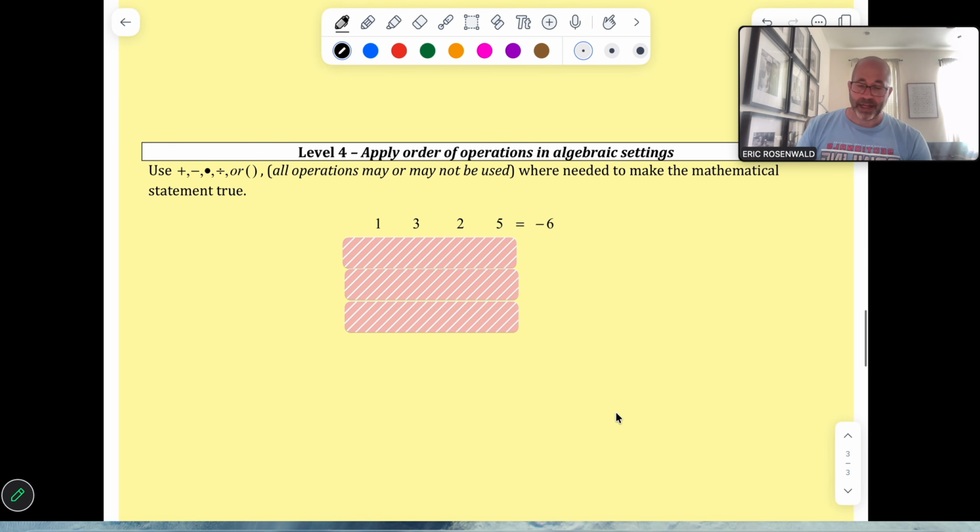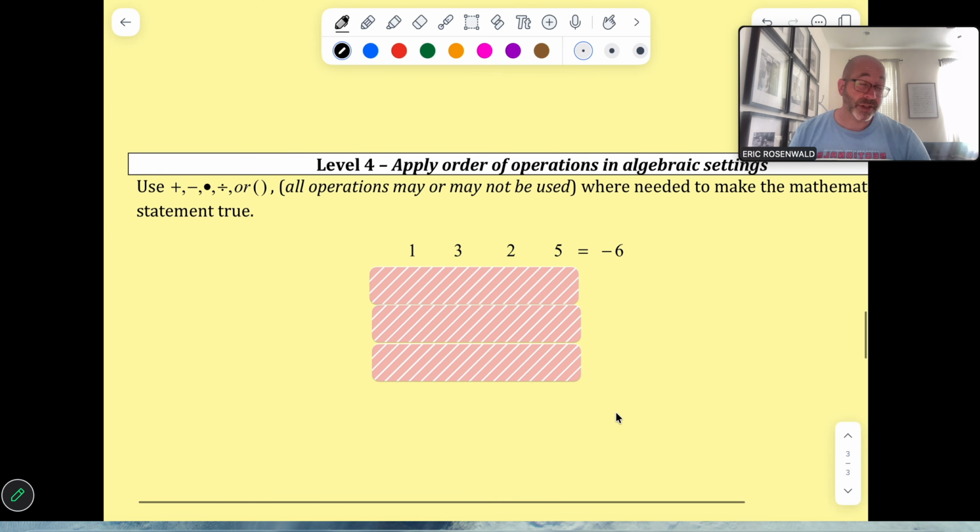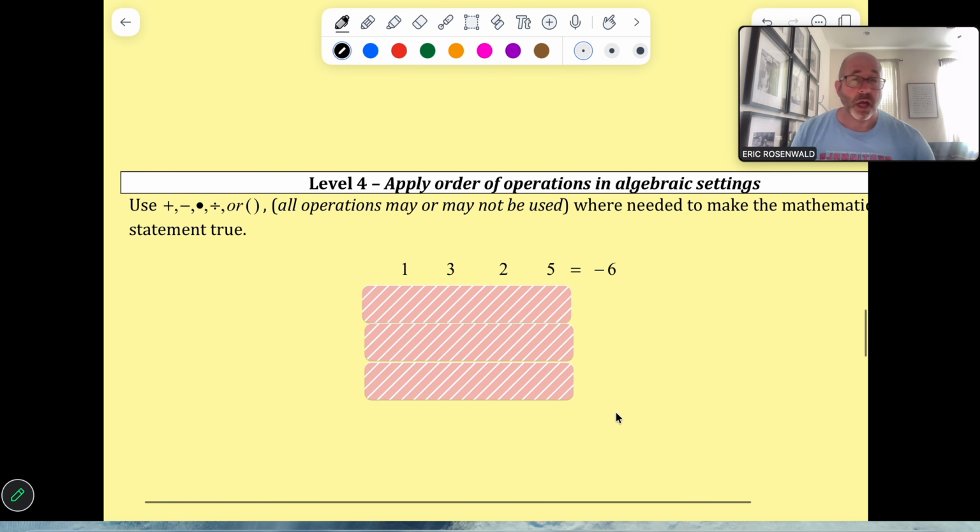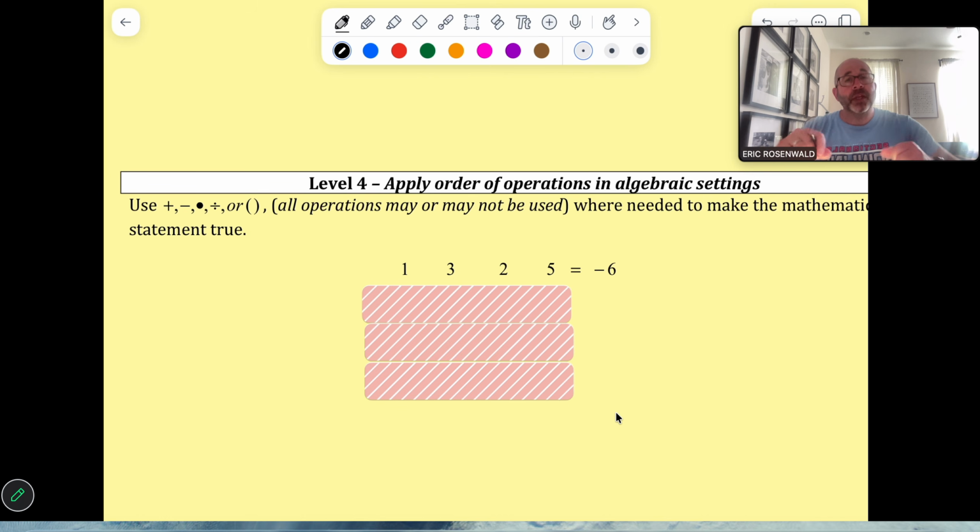All right, last one. This is one where I would pause it and test it out before you do it. But if you're ready to see it, just go ahead and continue. What we're doing is we're taking the numbers 1, 3, 2, 5, and we're doing operations, whether it's parentheses or square roots, adding, subtracting, multiplying, whatever it might be. And we're going to see if we can get an answer of -6, okay? So pause it, try it. And if you're ready, just go ahead and move forward.